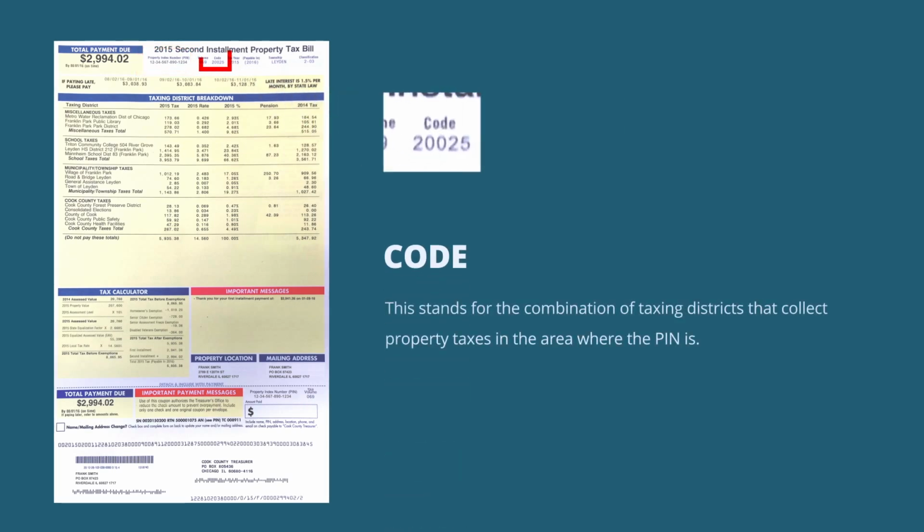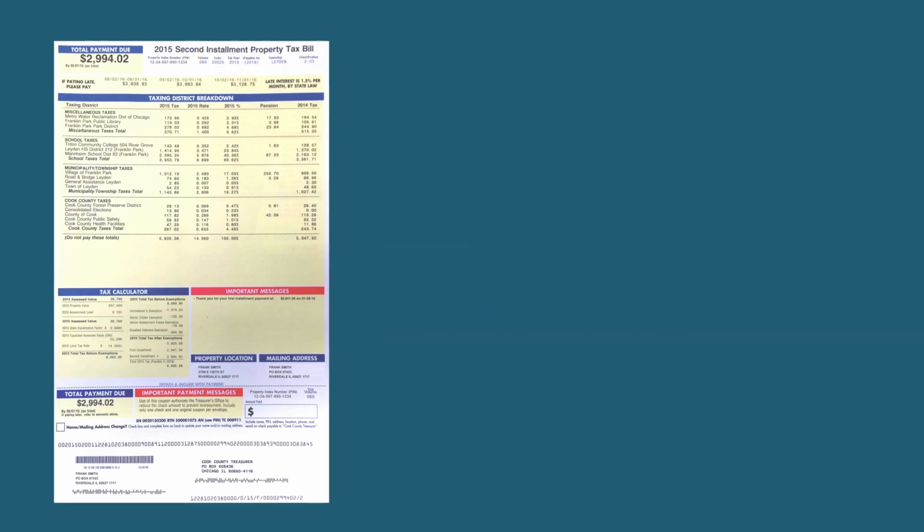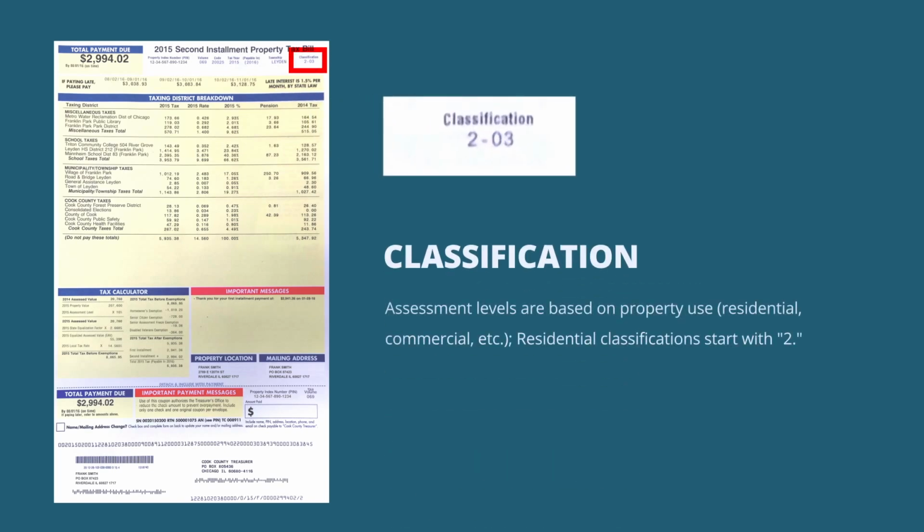Code. This stands for the combination of taxing districts that collect property taxes in the area where the PIN is. Classification. Assessment levels are based on property use, residential, commercial, etc. Residential classifications start with 2.